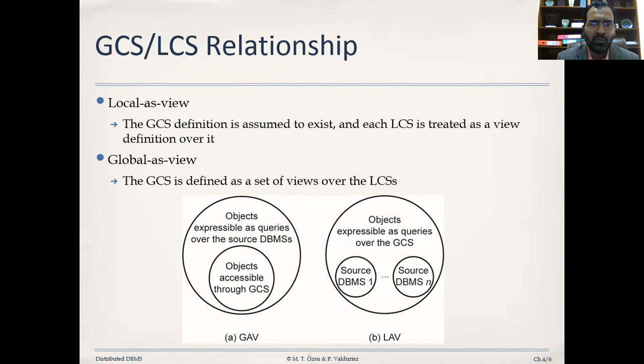So both local as view and global as view basically work on the GCS and LCS, but the difference is how the model is developed, how the representation is done, or how the integration is managed. In local as view, the GCS definition is pre-assumed, and then you treat LCS as a view definition over it. But in global as view, the GCS definition is based on the given LCS. So once you have those LCS, only then can you derive the definition of GCS, because it is actually a virtual definition. It is not a physical definition.